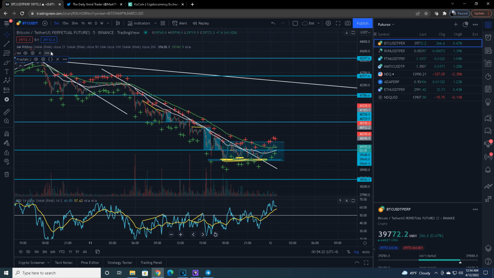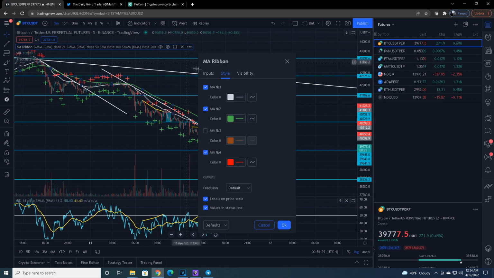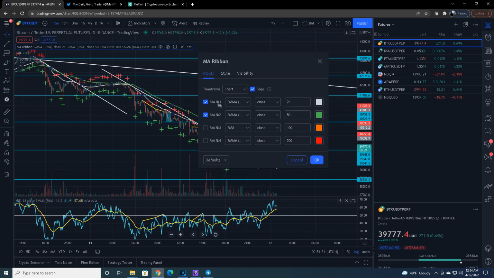And we're looking at the moving average ribbon, and I always use smooth moving average. So SMMA, SMMA, SMMA. The 200, you can turn it on, you can turn it off. It doesn't really matter for this, not as much as I thought it did.